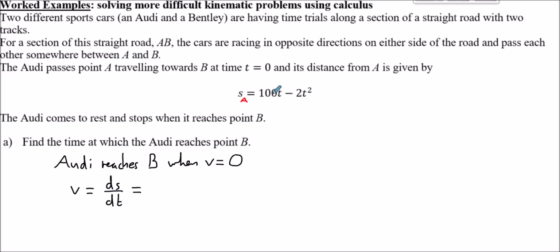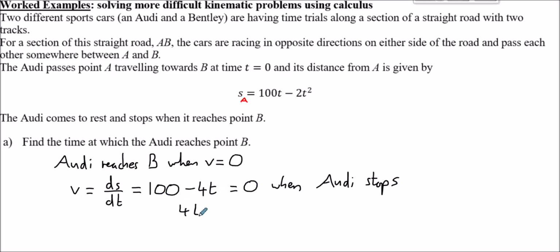So we need to differentiate this here. So differentiate 100t, we just get 100. Differentiate 2t squared, the 2 comes to the front and multiplies a minus 2, so we get minus 4t to the power 1. So that's going to be set equal to 0 when the Audi stops. So this is actually a fairly easy equation to solve. In fact, very easy. So when is 100 minus 4t equal to 0? Add 4t to both sides. We get 4t equals 100. Therefore, the time must be 25 seconds when the Audi stopped.